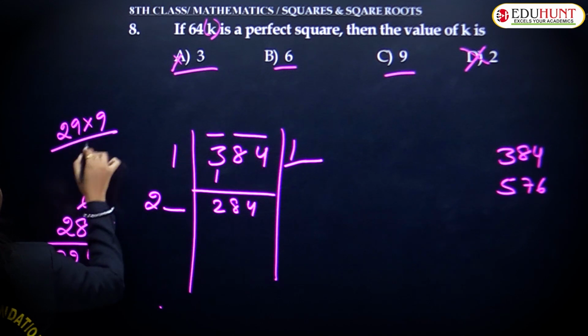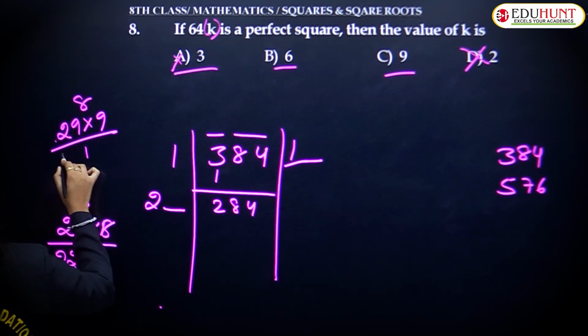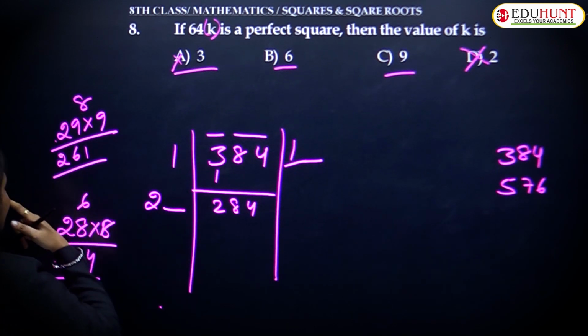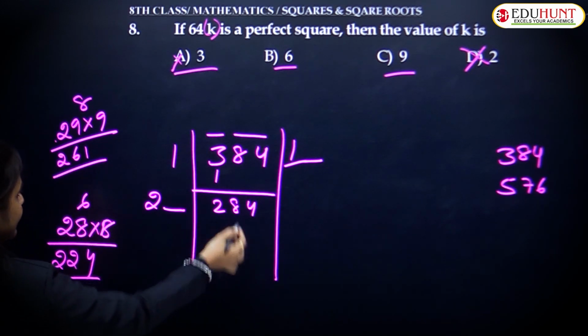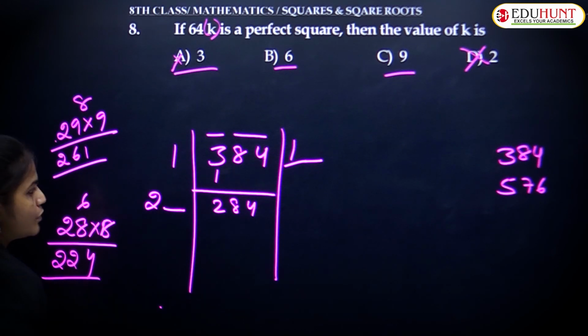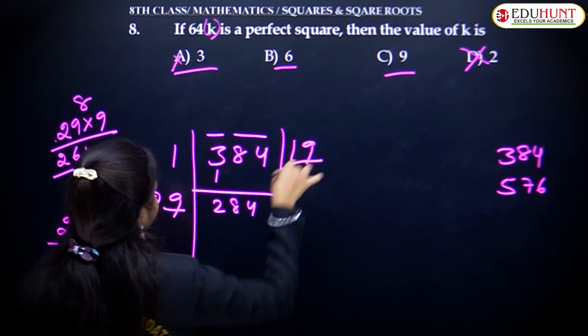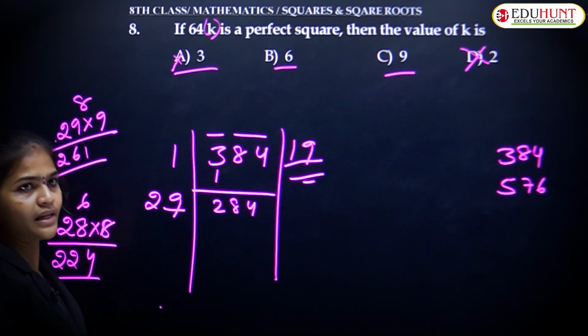29 into 9. 9 9s are 81. 9 2s are 18. 18 plus 8 is 26. Okay. That is also satisfying. So here are the existing numbers. After 29, any other digit is not possible. So here we can check that 29 into 9. So this is not a perfect square.